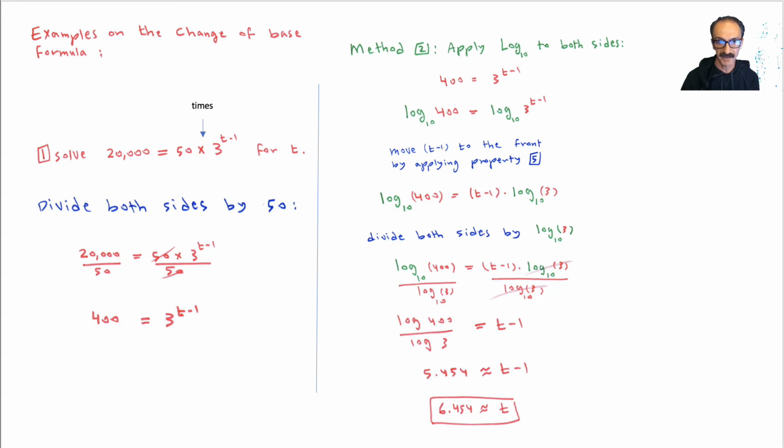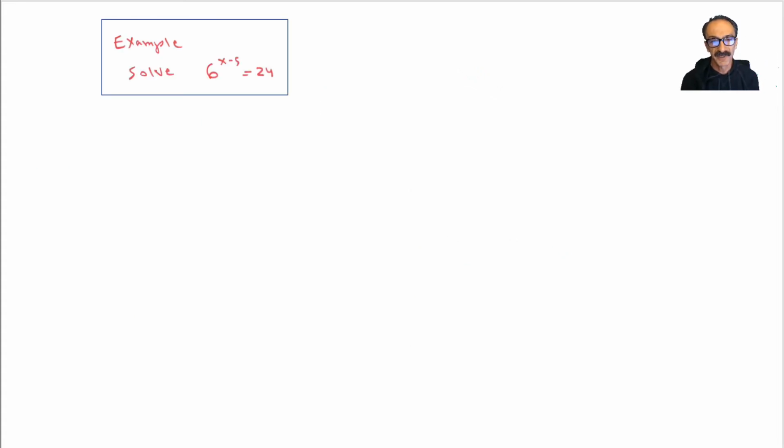Okay, another example. Solve 6 to the power x minus 5 equals 24. This is ready. I don't need to add or subtract first, so I can just rewrite it in logarithmic form first. We know how to do it. It's a log, the base is 6, the argument is 24, and the exponent is x minus 5.